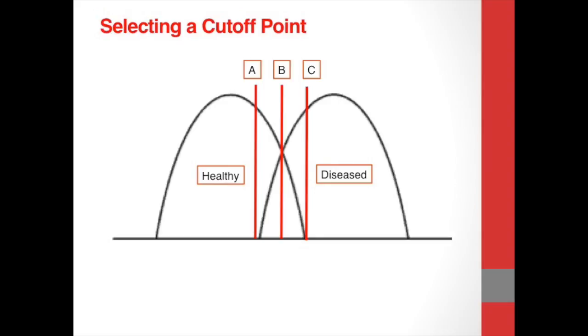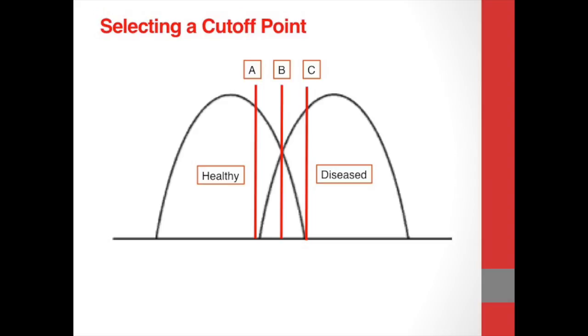If we set the cutoff point at A, the resulting test is highly sensitive. However, the specificity is lower. There are no false negatives, but there is a large number of false positive test results. We will have high sensitivity and low specificity. This test might be useful as a screening test for a disease where the cost of a false negative result is high.